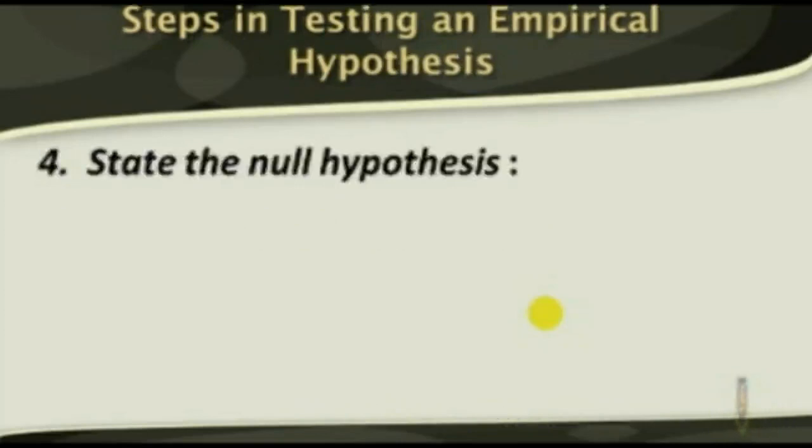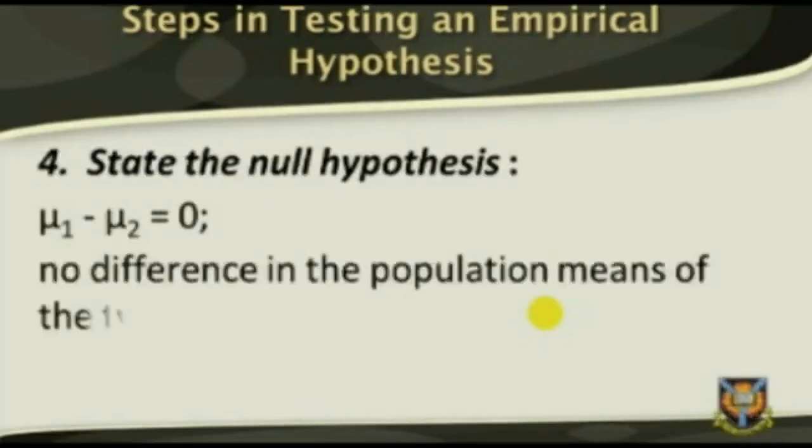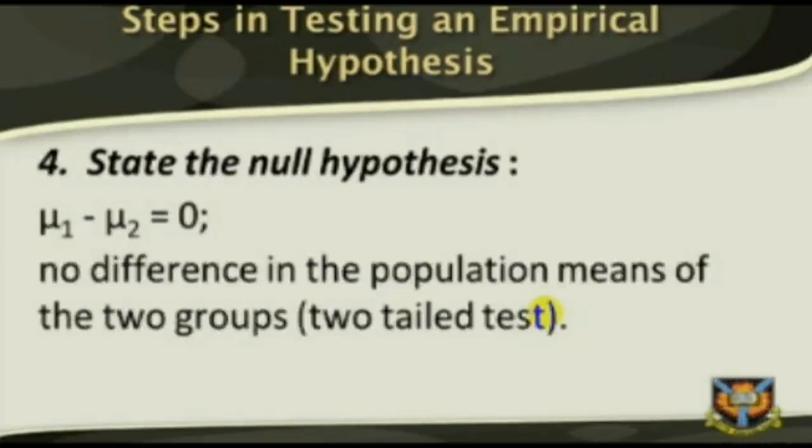4. The null hypothesis is stated. U1 minus U2 is equal to 0. There is no difference in the population means of the two groups. We are conducting a two-tailed test because we do not have sufficient reason to confidently predict that the psychology students will be more anxious. We just suspect from casual observation that they are.